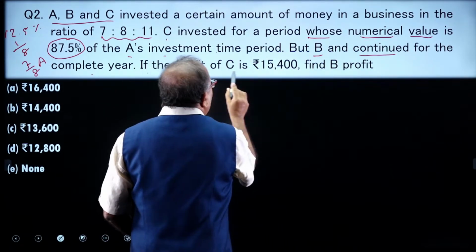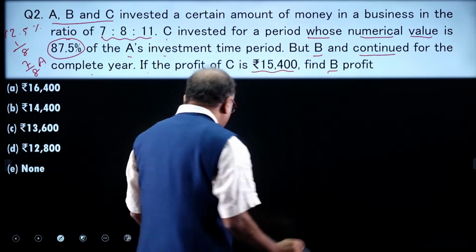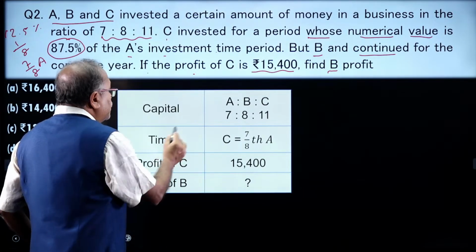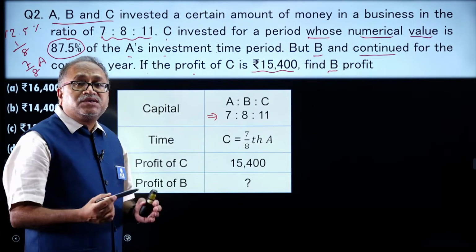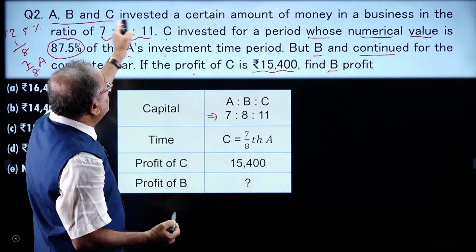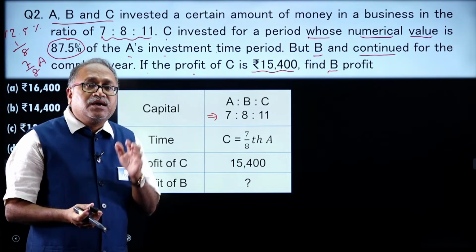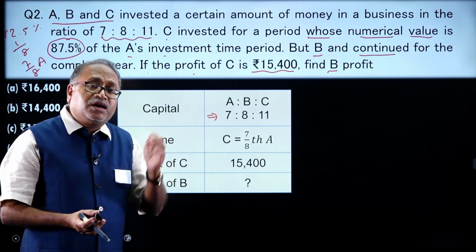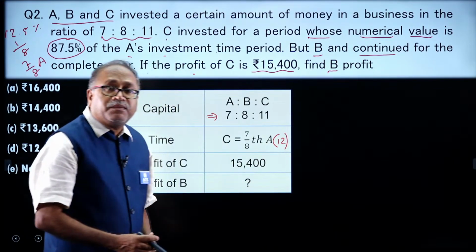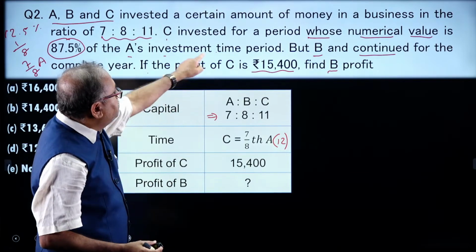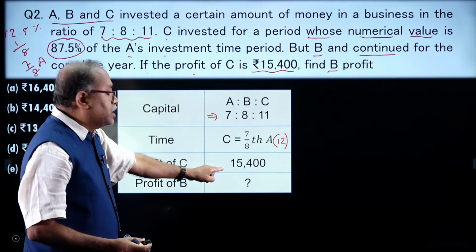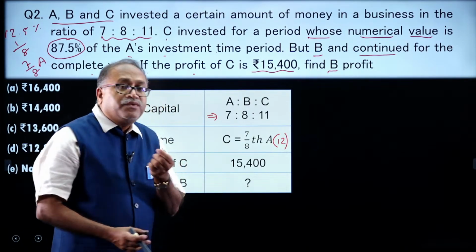If the profit of C is given to us, what will be the profit of B? In a nutshell, we have this information. The capital ratio is given to us and C's time period is given to us, which is 7/8 of A's time period. What is A's time period? Anywhere it is mentioned that A has left after some time or joined after some time? No, that means A was there in the business for 12 months. So was B. B was there for the entire period. Now the profit of C is also given to us. Now I need to find out the profit of B.